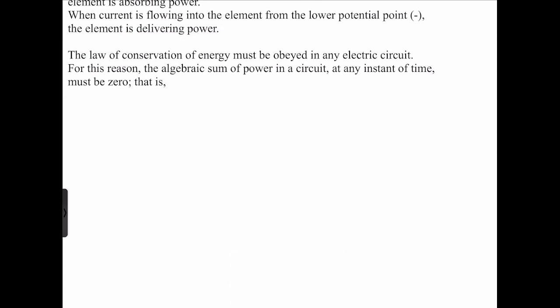So, as always, the law of conservation of energy must be obeyed in electric circuits. So for this reason, the algebraic sum of the power in a circuit at any instant of time must be 0. So again, we can say that negative 12 watts plus 12 watts is equal to 0. So the law of conservation is obeyed.